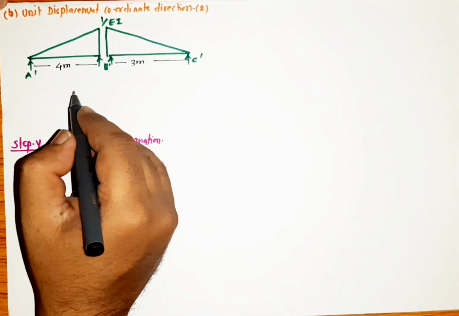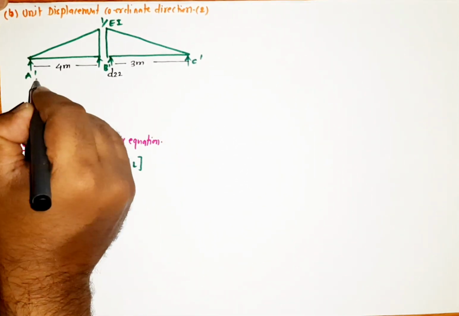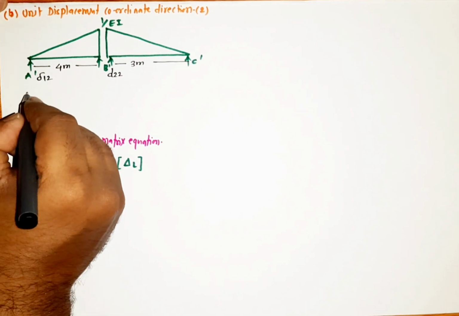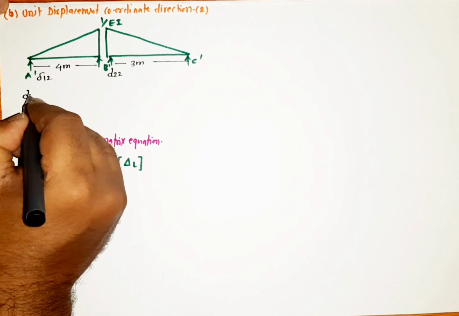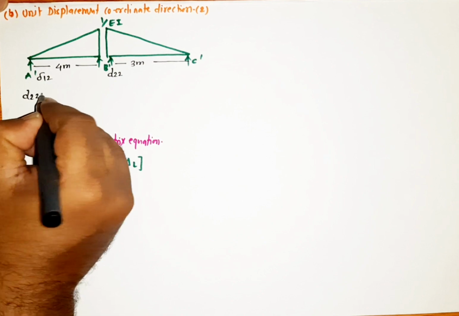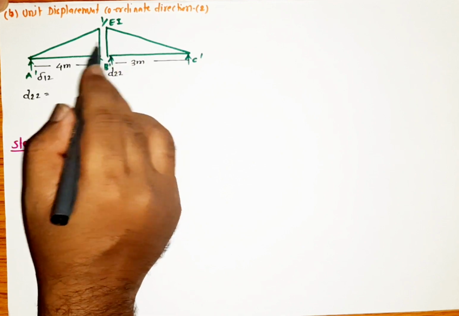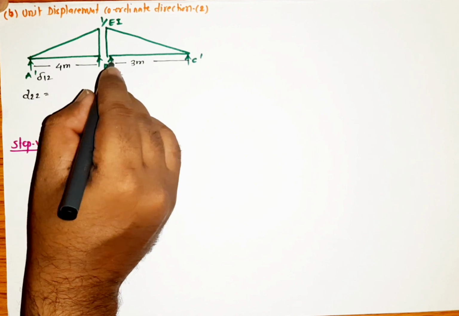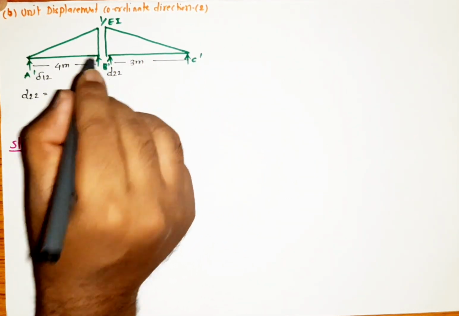Now when we give a unit displacement in coordinate direction 2, it will be delta 2 2 and delta 1 2. That is what we want to find out. Here delta 1 1 we already calculated, and delta 2 1 we also calculated. Therefore delta 2 2 is equal to, at 2, for these two triangles at this particular point we want to calculate. It will be 2/3 now. Here 1/3, and here it will be 2/3 at this point.